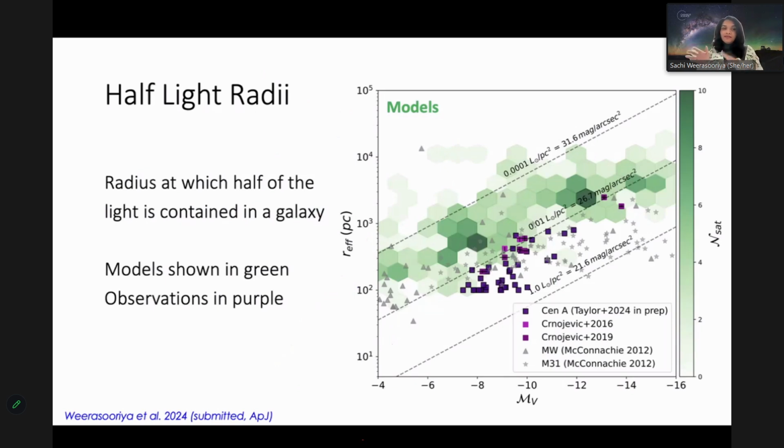Now, next, what we have here in this plot is the half-light radius, the radius at which half of the light is contained in a galaxy. And I'm plotting the half-light radius in parsecs versus the absolute V band magnitude, the brightness. And you can see the observations in purple and models in green. And we are able to reproduce the sizes of these galaxies well.